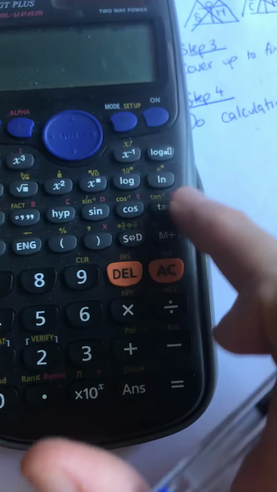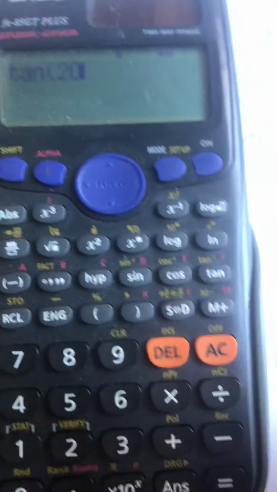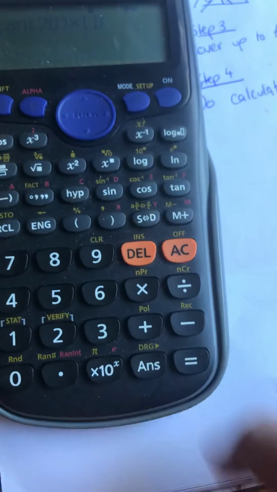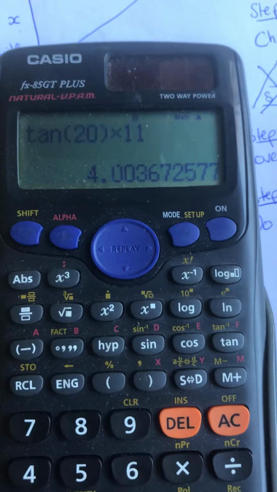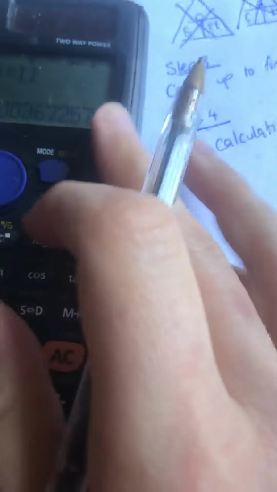So my calculation said tan 20 times 11. So I'm going to find tan here, 20, remembering that I need to close this bracket, times by 11. And then I'll just press equals. And there is my answer, 4.00. And that is doing my calculation on my calculator.